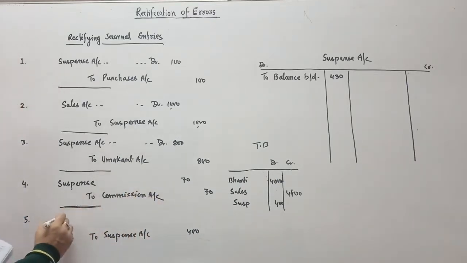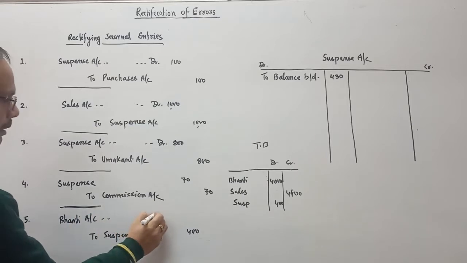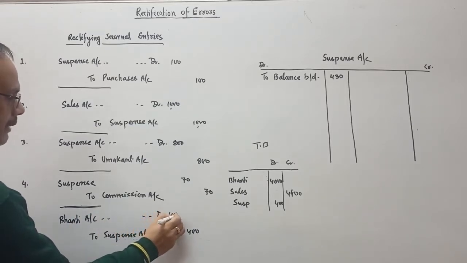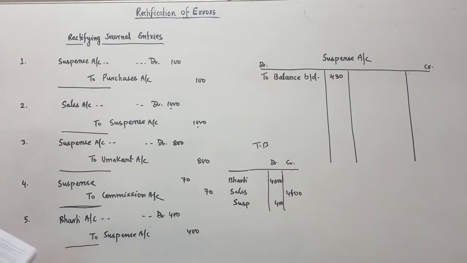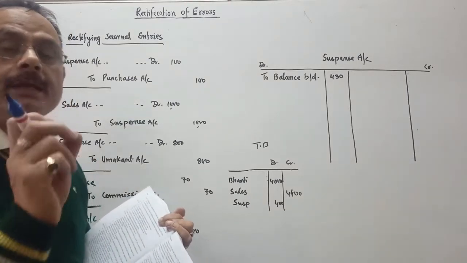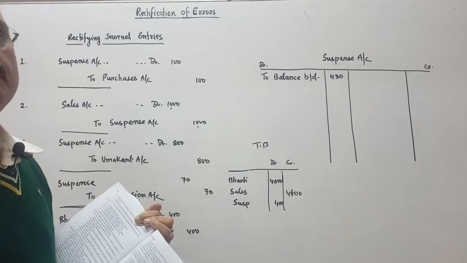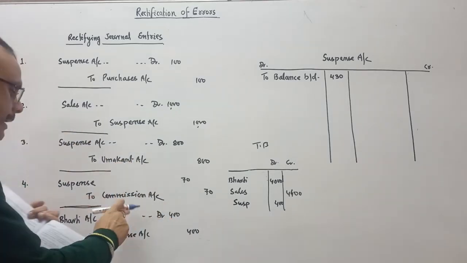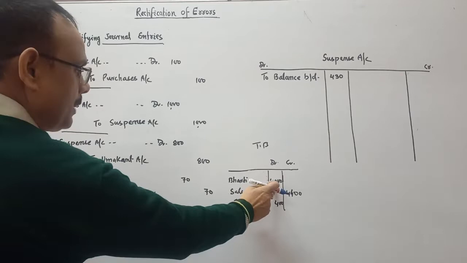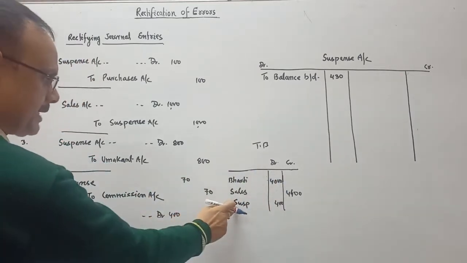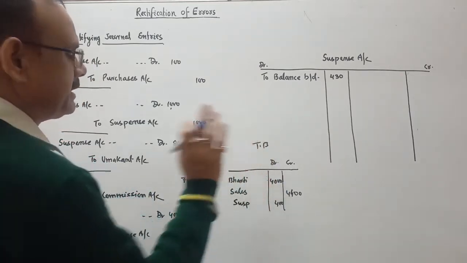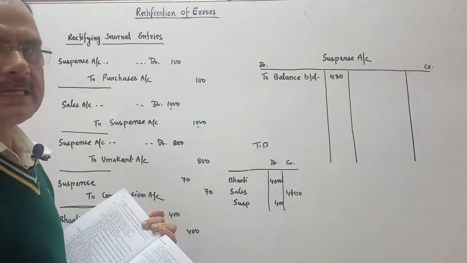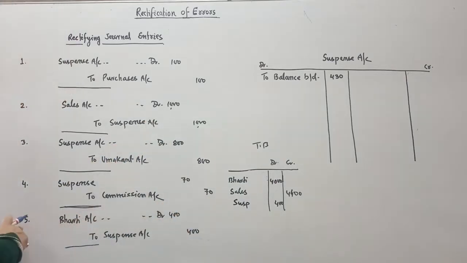So what we'll do, we'll debit the Bharti account 400 because we have written less amount, we have debited less amount in ledger of Bharti by rupees 400. So we'll write the 400 in the ledger of Bharti, debit side. Suspense has to be cancelled. There is no mistake in the sales account. So we are not going to touch the sales account. So rectification number 5. Is it clear?